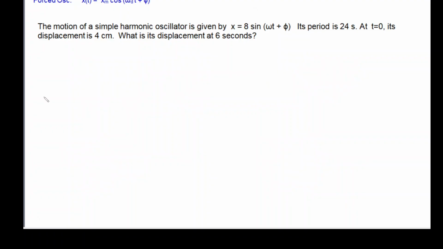Okay, so now let's get back to our problem. The motion of a simple harmonic oscillator is given by x equals 8 sine omega t plus phi. Its period is 24 seconds. At t equals 0, its displacement is 4 centimeters. What is its displacement at 6 seconds? So our equation for this is x equals 8 sine omega t plus phi.